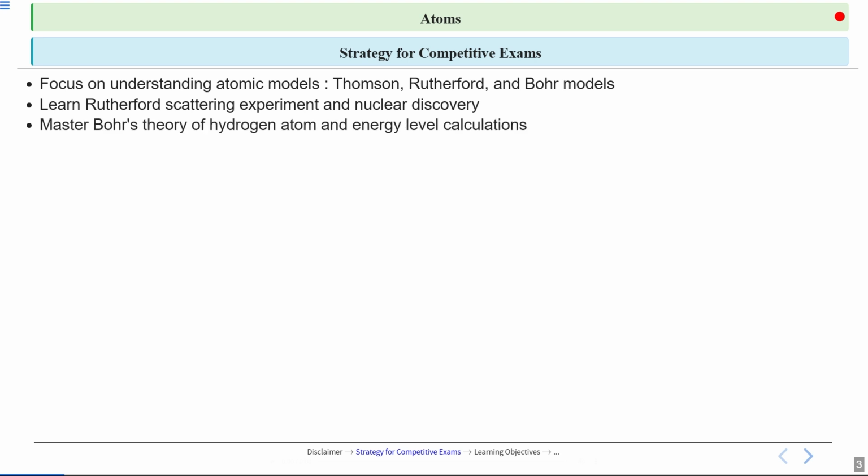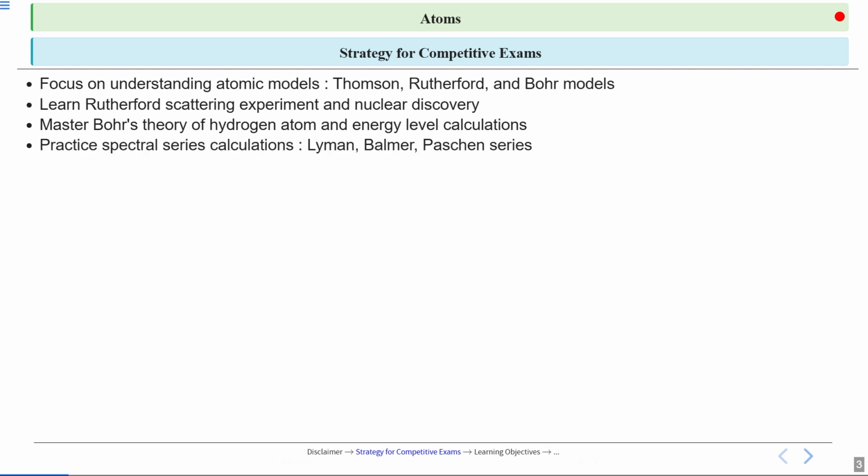You have to master Bohr's theory of the hydrogen atom. Bohr's theory we will discuss in this chapter. Also you have to have a clear understanding of spectral lines. You should have a clear understanding of absorption and emission spectra of hydrogen atoms.